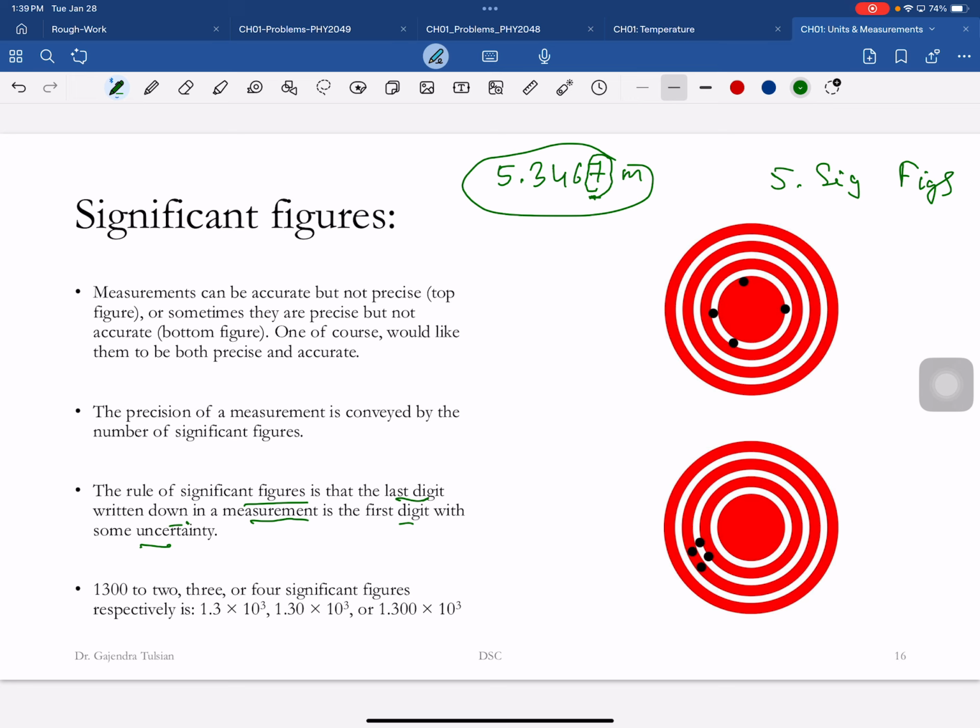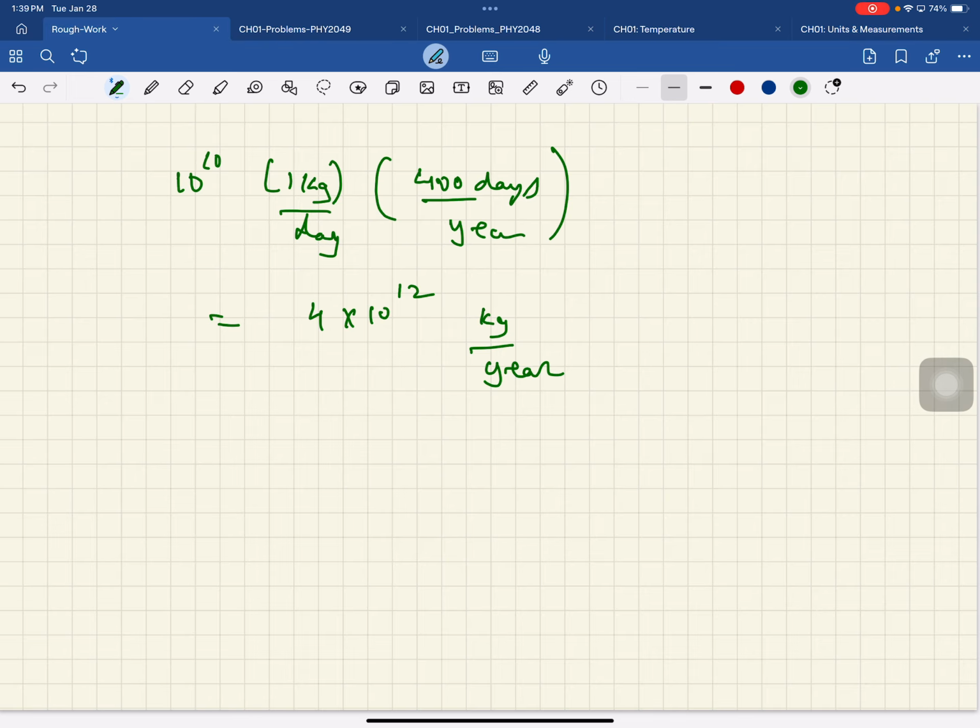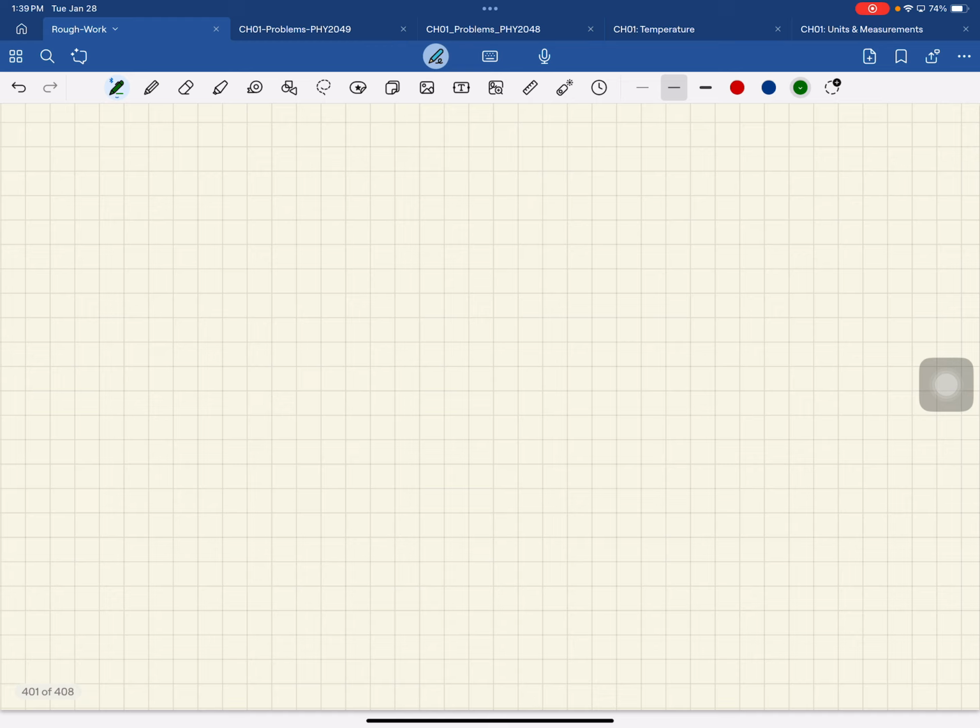Now I'll show you one more thing. We'll do one more example and then we'll stop here. So how many significant figures does this have? 2. Depending on, there's no decimal point.